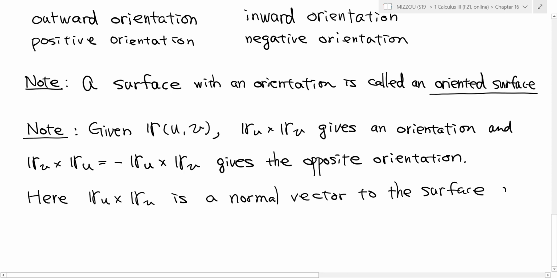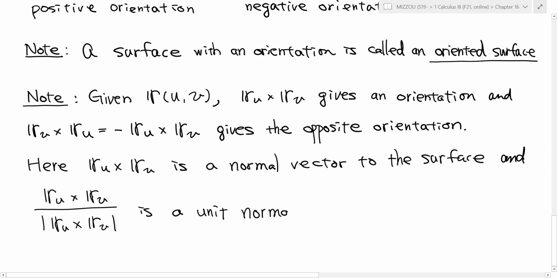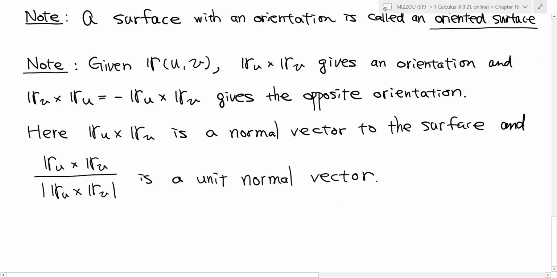And it might not have magnitude 1. So if you now make it into a unit vector, this is a unit normal vector. In other words, this vector basically gives the orientation of the surface. And as we will see for surface integrals, this cross product is one of the key players. But for now, let me just mention that this vector gives an orientation of the surface.